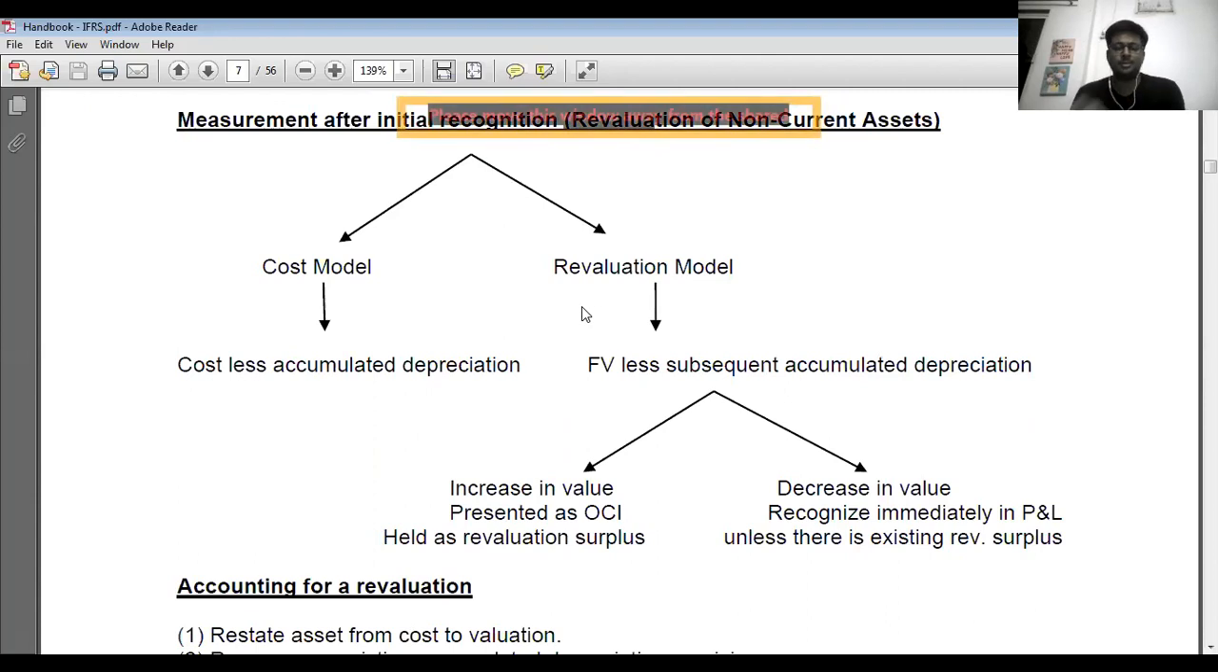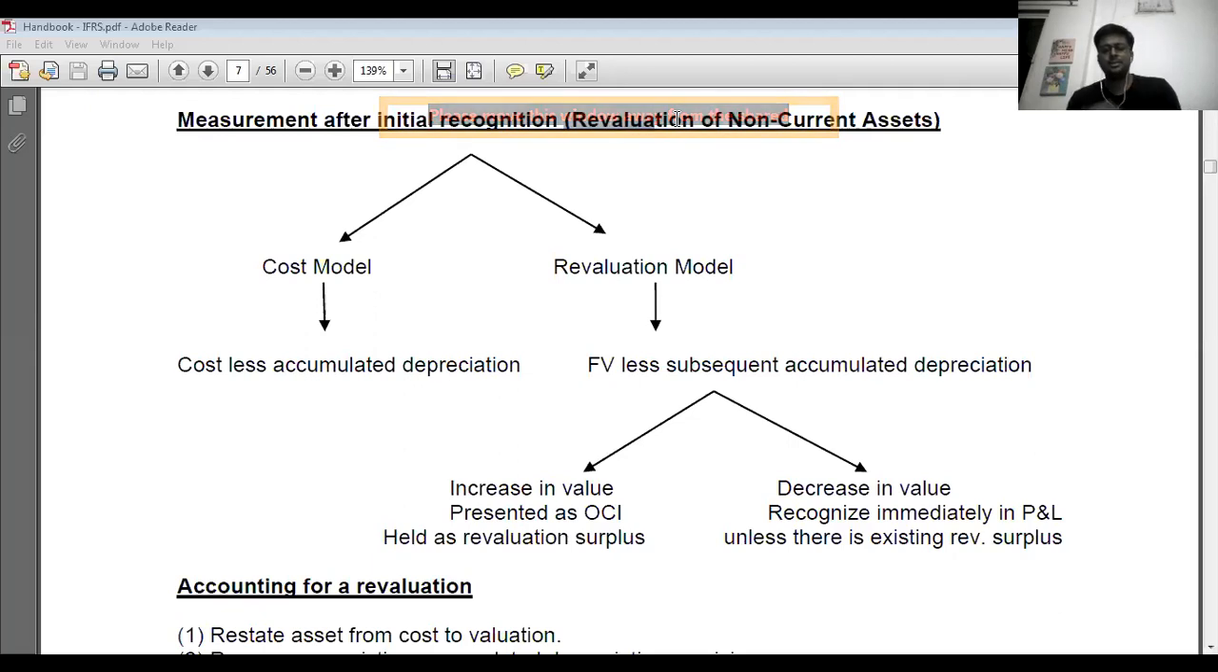Cost model means simply cost minus accumulated depreciation. That is what we used to do. We have studied the cost model so far, which we can also call the historical cost method. And the second one is the revaluation model, where at the reporting date we revalue the asset. Whenever the market value of the asset is different from the carrying amount, if we are following the revaluation model, we need to remeasure the carrying amount of the asset to fair value or market value. The difference between fair value and the carrying amount is called revaluation surplus.